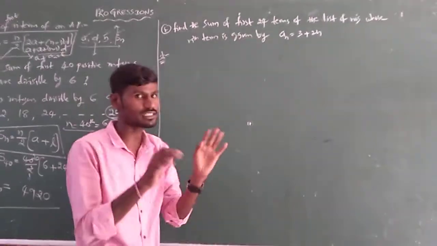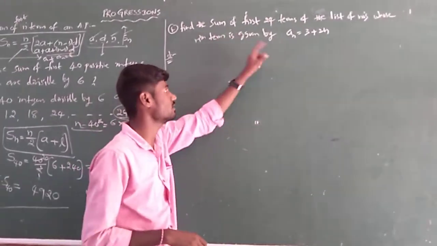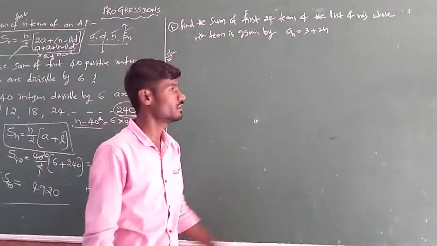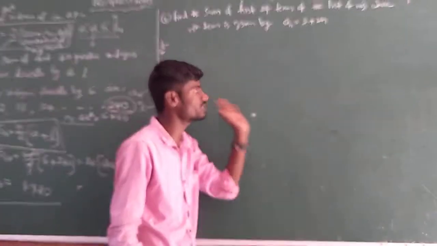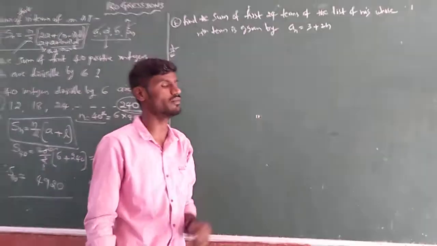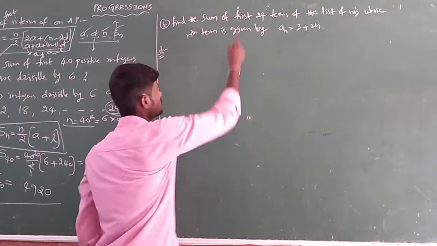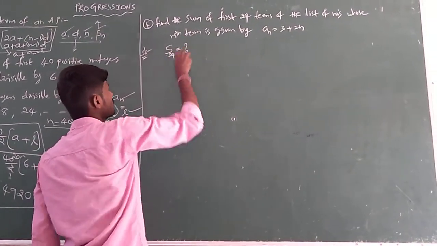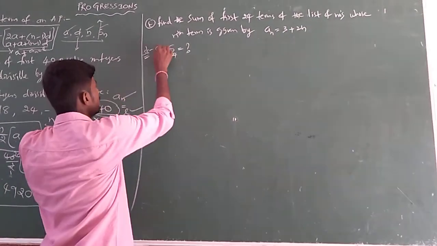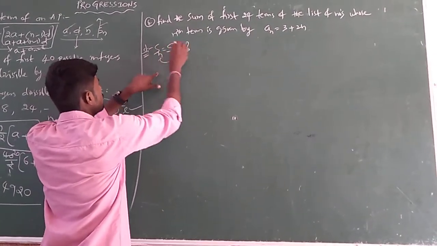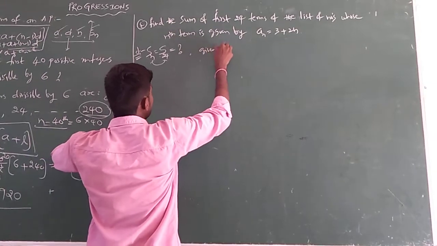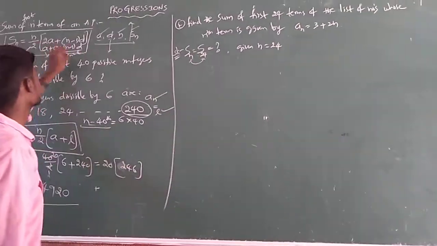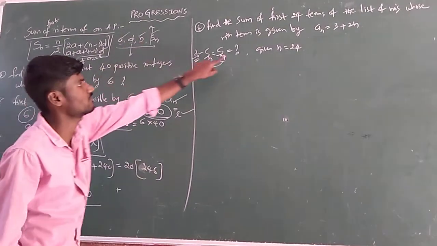In that, what is that list? They didn't give it here. They haven't given the list, but they have given the nth term. From this nth term only we need to get the list of the terms, then we have to find the sum of first 24 terms. Means indirectly what we have to find is S24. Sn, what is n? 24. Means indirectly n is given as 24.